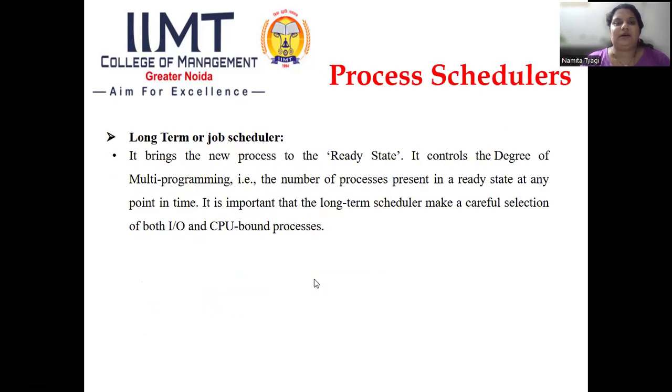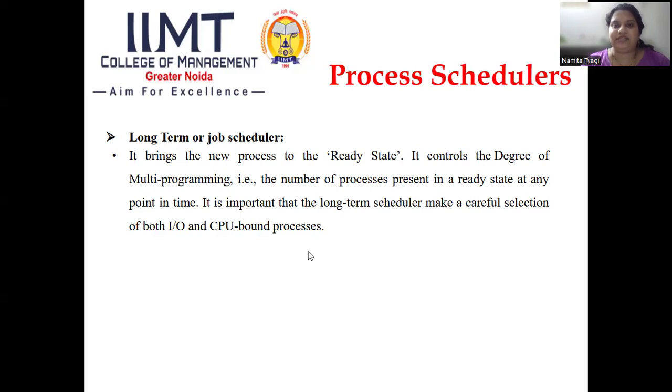So we will discuss the long-term or job scheduler. It brings the new process to the ready state. It controls the degree of multiprogramming, that is, the number of processes present in the ready state at any point of time. We want to ultimately achieve maximum utilization of the CPU, and multiple programs should be executed by the CPU so that we can achieve the degree of multiprogramming.